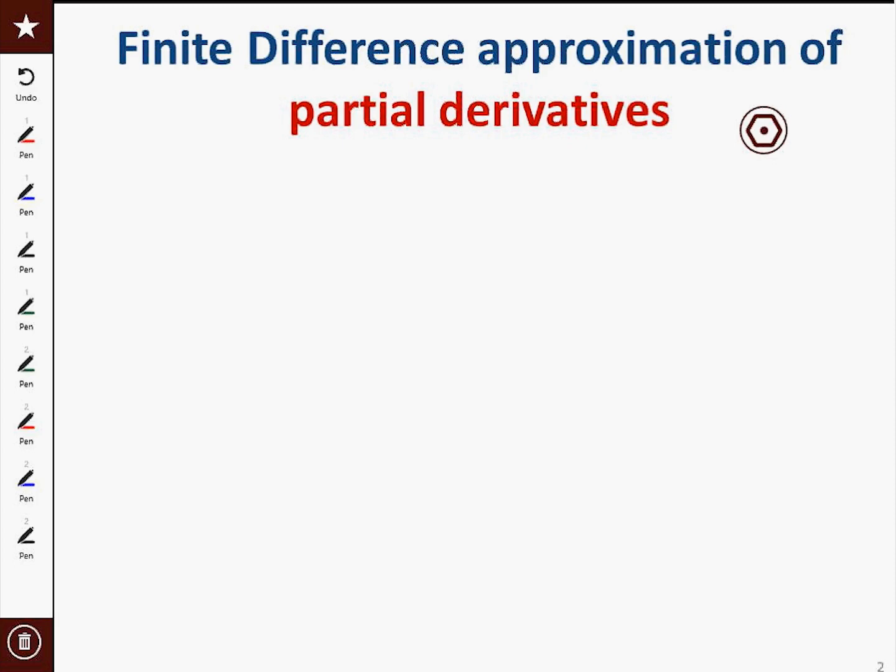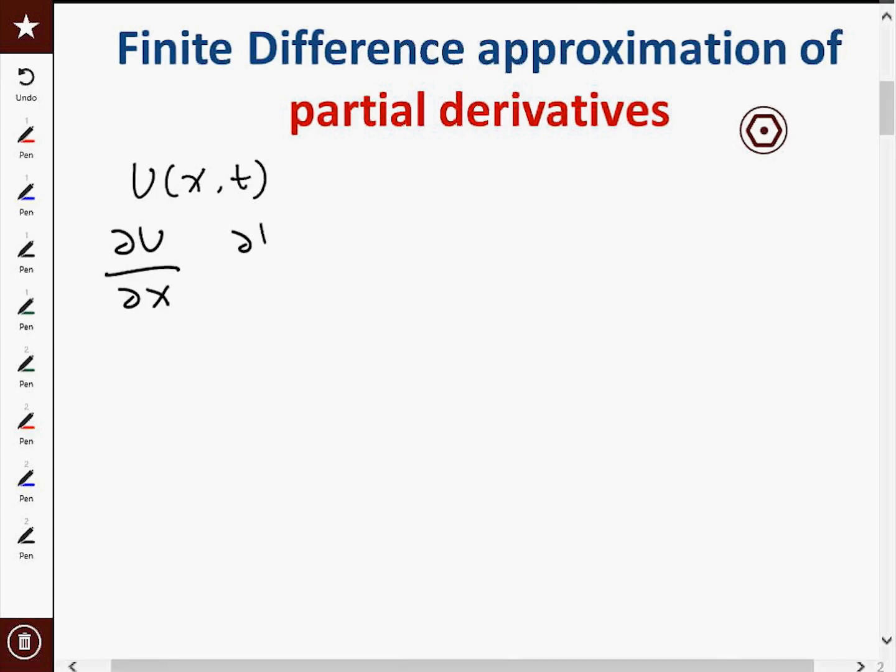Okay, so let's first start with a finite difference approximation, in this case for partial derivatives. Let's look at the simple case where my solution u is a function of x and t. What are the partial derivatives? What is a partial derivative? du/dx and du/dt, right? Why do we call that a partial derivative? Because when we are taking the derivative with respect to one variable, we are holding the other one fixed.